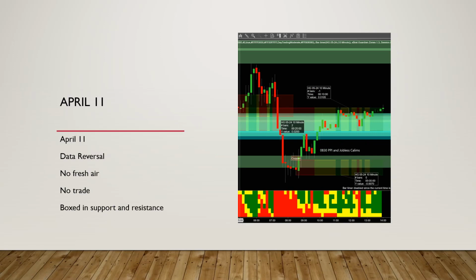April the 11th, the last slide now. Data reversal, no fresh air, no trade. Simple. There's no just trying it or whatever. It's the rules. We get this copper opening range here. There's no fresh air to the upside. We're boxed in by support and resistance here, so we just don't take the trade on that day.